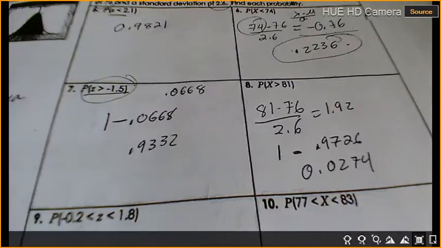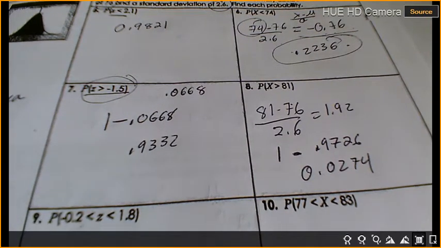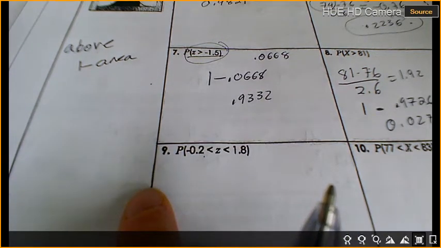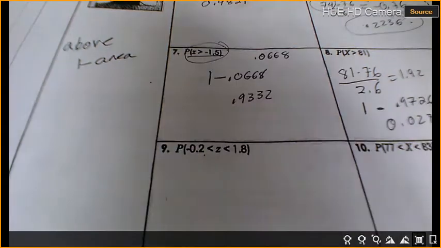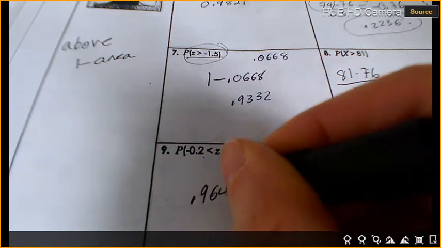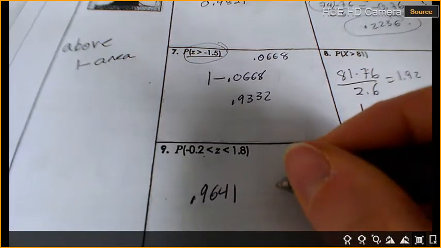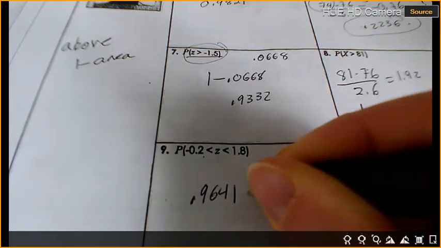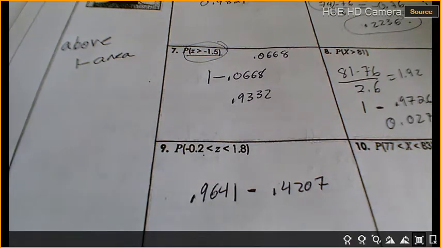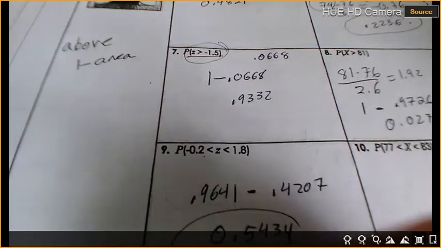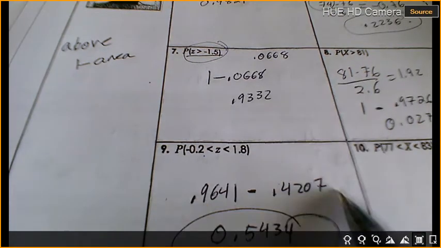Okay. For these, I've got to find 2 things. I'm given z-scores. So I'm looking up on my paper negative 0.2, which gives me 0.9641. And then I look up 1.8, and that's 0.4207. And I'm just going to subtract them, because I want to find in between. And that gives me 0.5434. You're just taking the bigger one minus the smaller one.